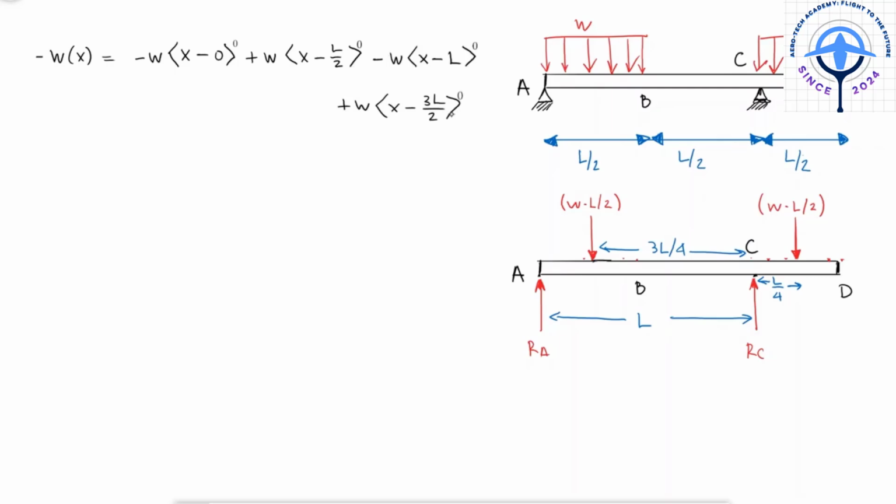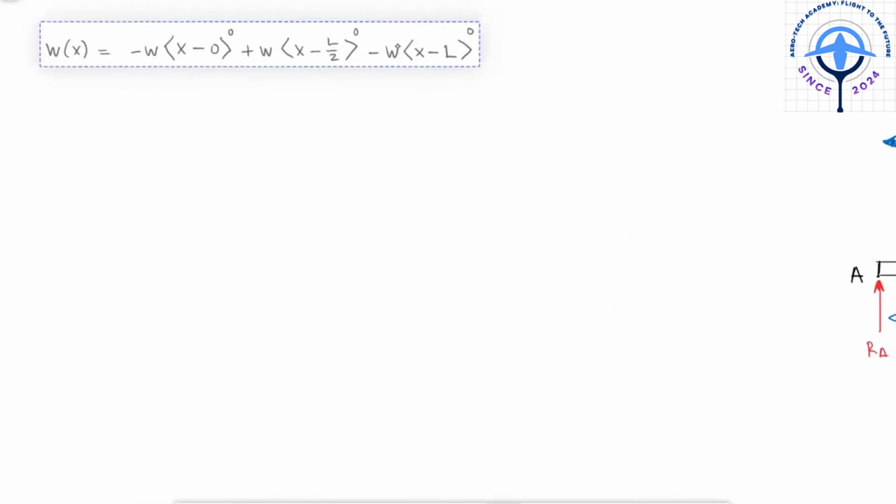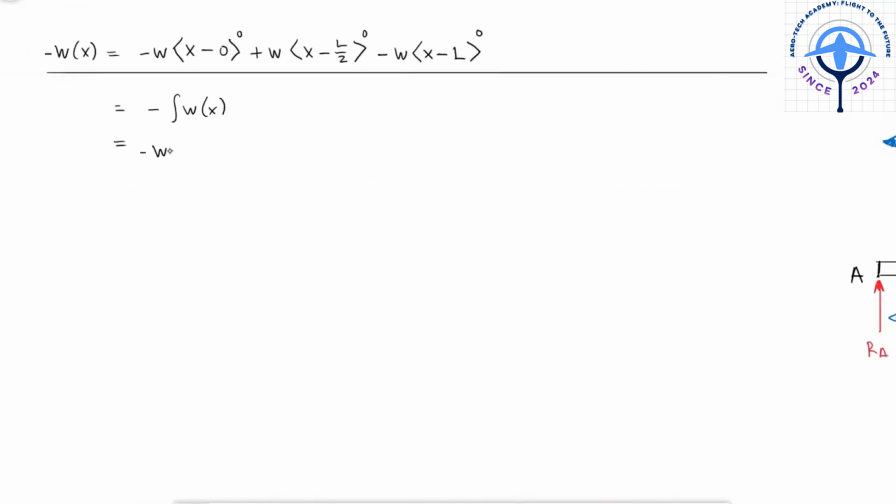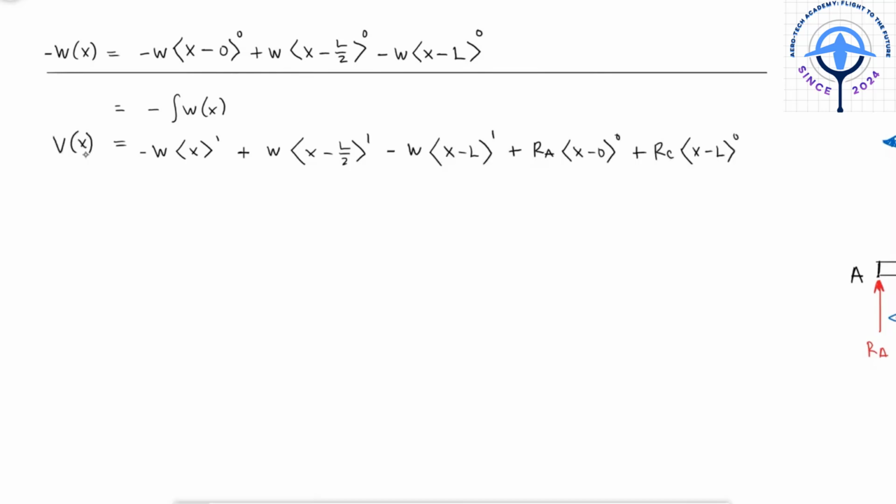Since the maximum value of x is 3L over 2, the last bracket will always be 0, so we don't need to keep that term. Integrating once and adding the external point loads, which are the reactions, as the integration constants, we find the function for the shear V. Notice that the location of the reactions matter.